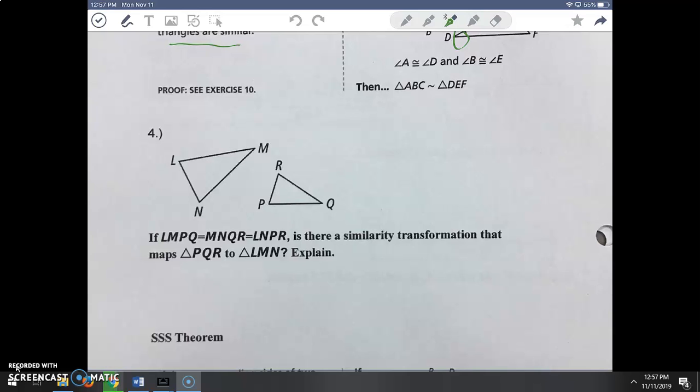So, let's take a look at number 4. Actually, no, let's skip number 4. You don't have to do number 4.